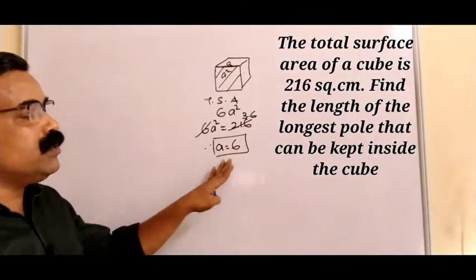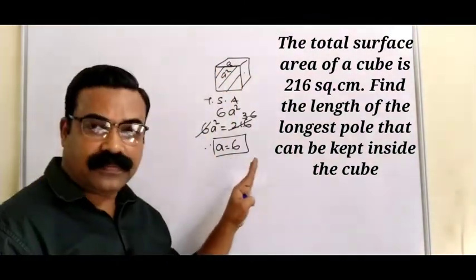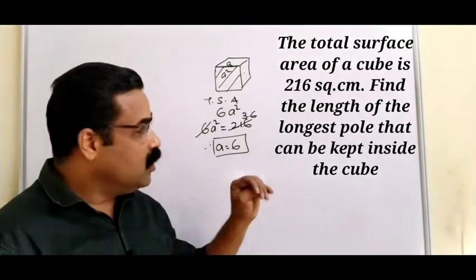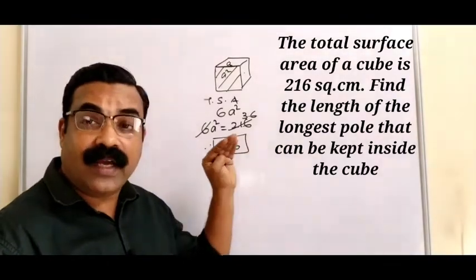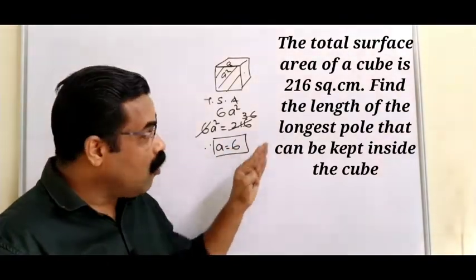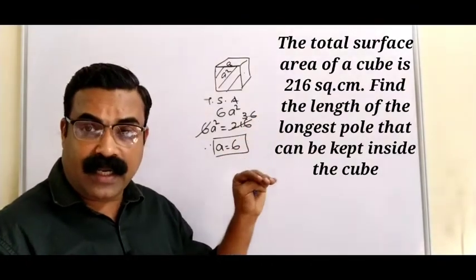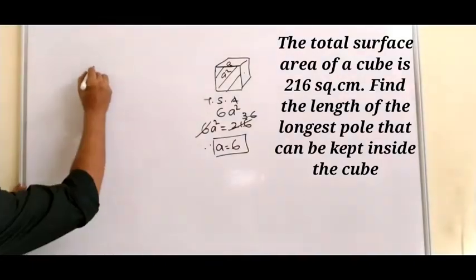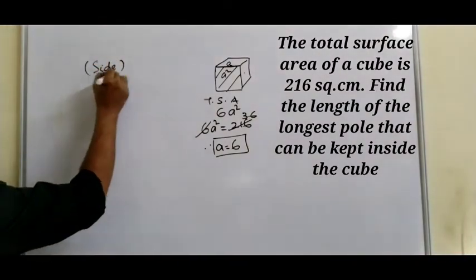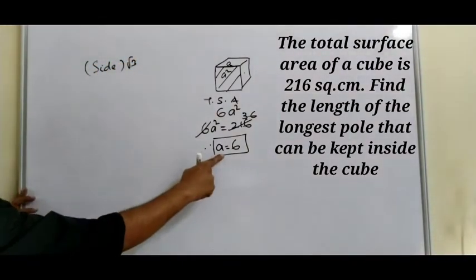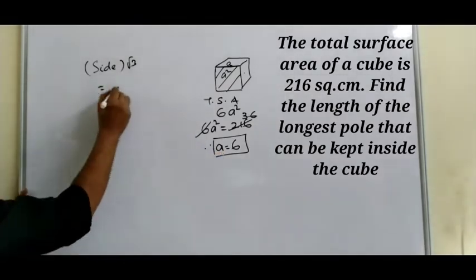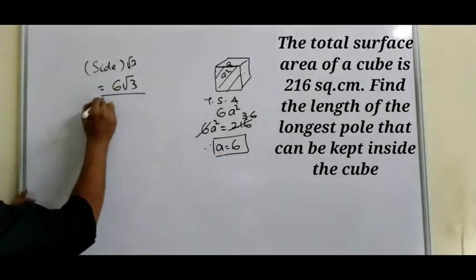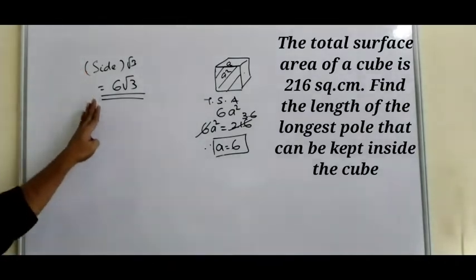Now here you can use a shortcut method. What is the shortcut method? If you know the edge of the cube, then the longest pole that can be kept inside will be equal to side into root 3. So here we got side equal to 6, so the correct answer will be 6 root 3. This is a shortcut method.